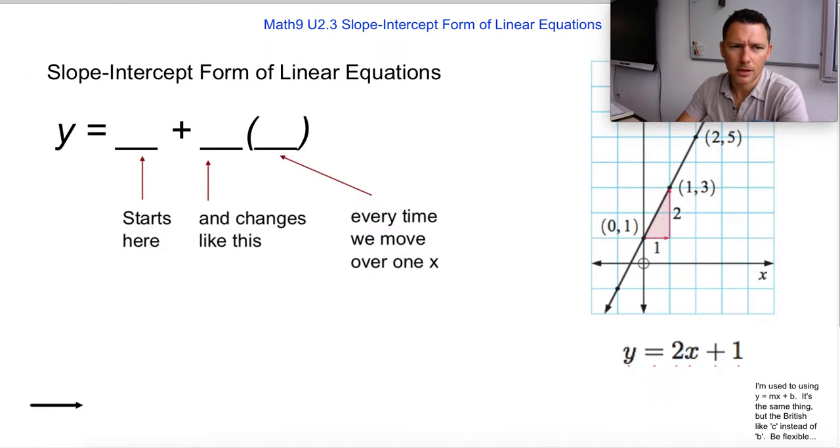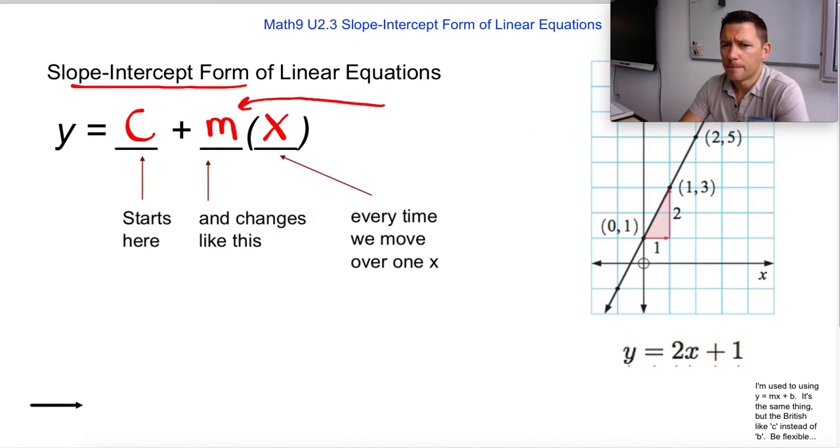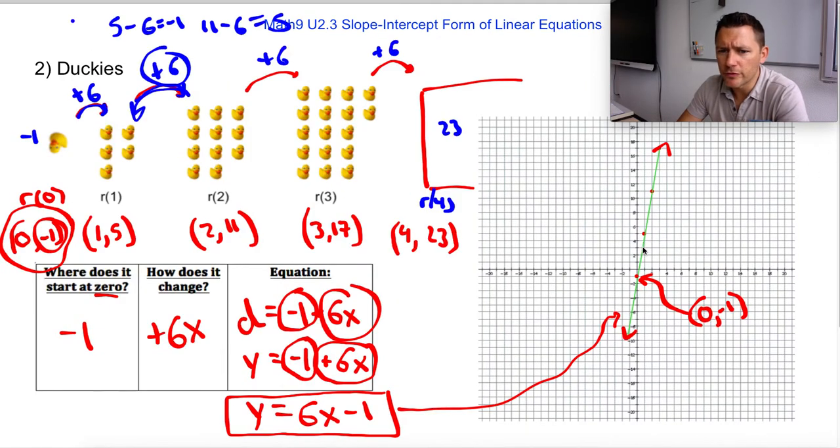All right. So what I'd like you to have in your notes is that slope-intercept form looks like this. It starts here. We're going to call that C. And it changes like this. We're going to call that M every time we move over 1 unit, x. You'll notice that this slope, this M, is the change. It's the slope. Here, the slope was rise over run. It was 1, 2, 3, 4, 5, 6. 6 units up, 1 over. Oh yeah, that's our slope.